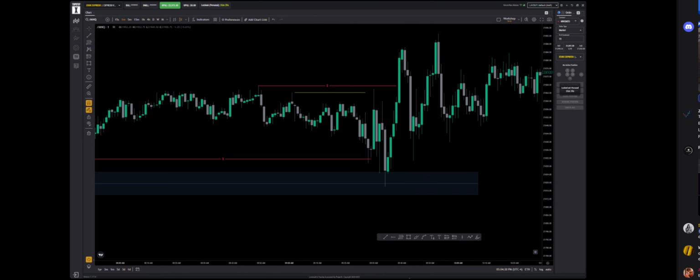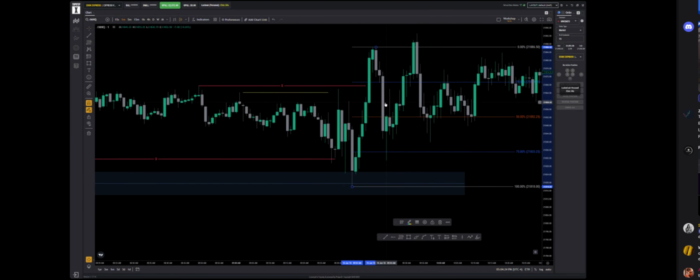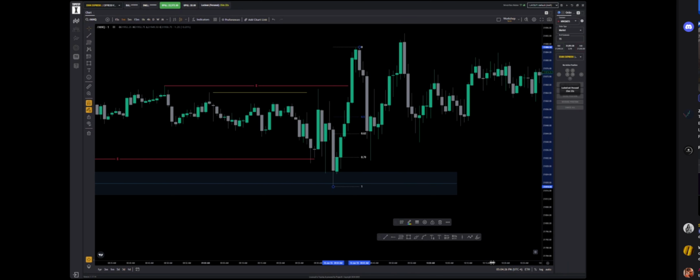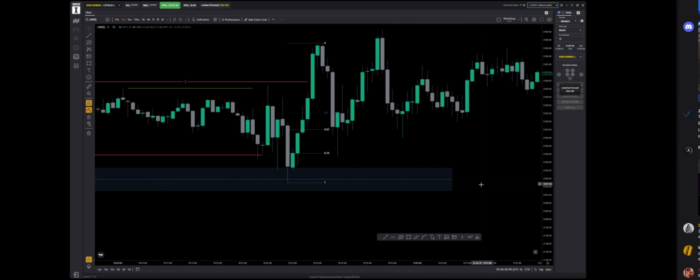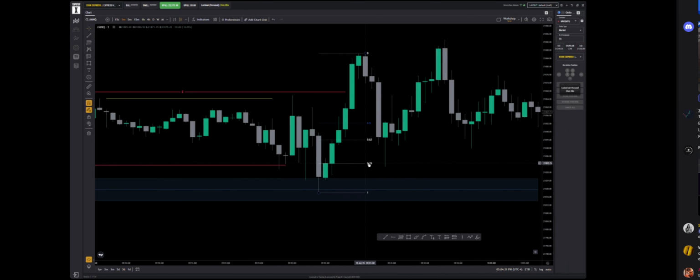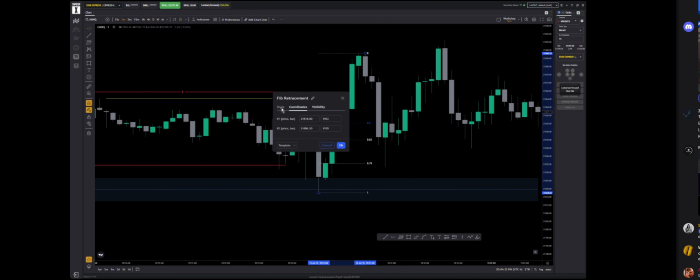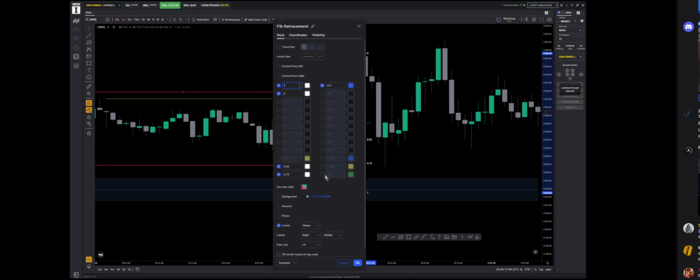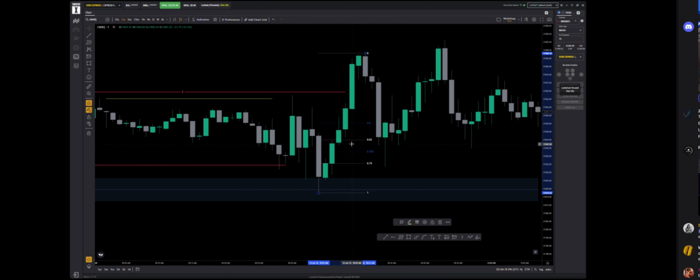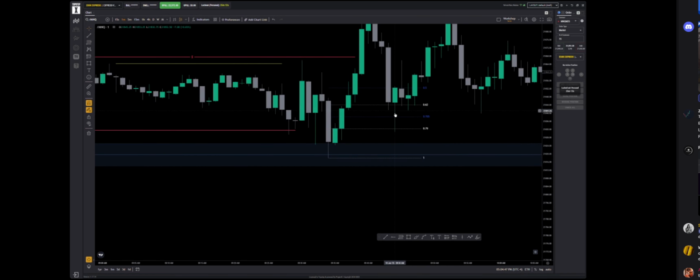This low to this high turns into your dealing range. Dealing range created, OTZ 62 and 79, and you can put the 70 on as well, that's up to you. So 62 and 79. Let me trail it a little bit towards that. This was the retracement into the OTZ.